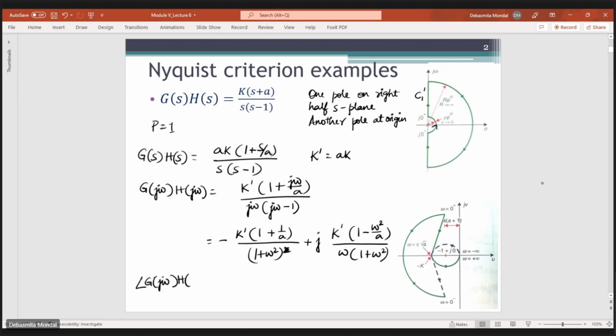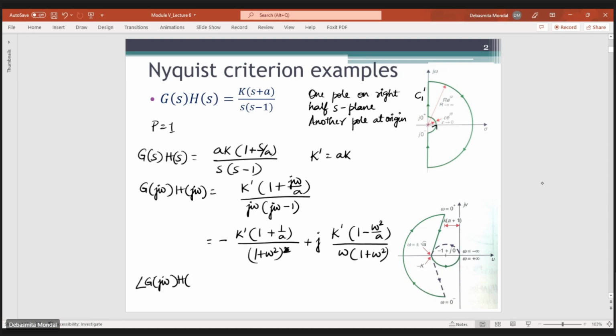So from the numerator term, you have tan inverse of omega by a, then you have minus 90 degree for this j omega, and you have minus tan inverse of minus omega. And tan inverse of minus omega is nothing but pi minus tan inverse of omega. So you can rewrite this expression and it will come as tan inverse of omega by a plus tan inverse of omega plus 90 degree. Okay, so now we will find out what the plots look like at omega equals to 0 and at omega equals to infinity.